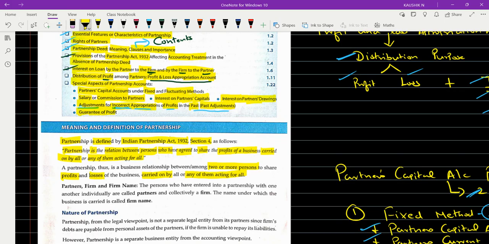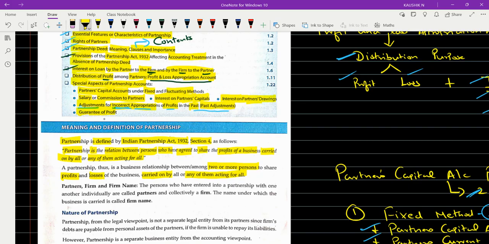That means it has a principal and agent relationship. Hope you remember what you learned in your 11th BS. There is one feature called principal and agent. A partner works as a principal and also as an agent. That means if he is going to act on behalf of others, then we call him a principal and agent representing all the other members.